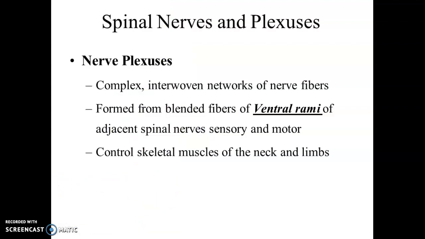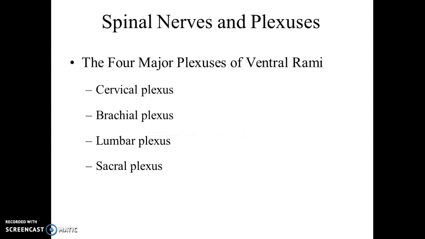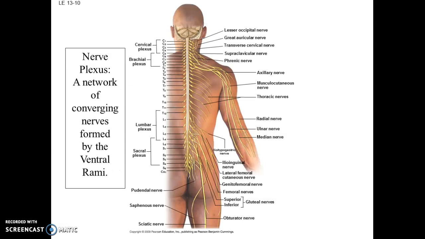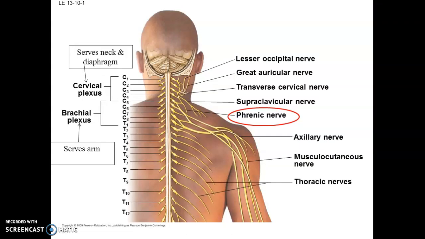So we're going to look at nerve plexuses. This is the blended fibers of the ventral rami, controlling skeletal muscles. So this is the ventral. You have cervical, brachial, lumbar, and sacral. There's an overall picture of the cervical up above, brachial into the arm, lumbar and sacral in the lower part of the spine. And just remember that in the cervical plexus and the brachial plexus, you have what's called a phrenic nerve, and that actually controls the diaphragm.